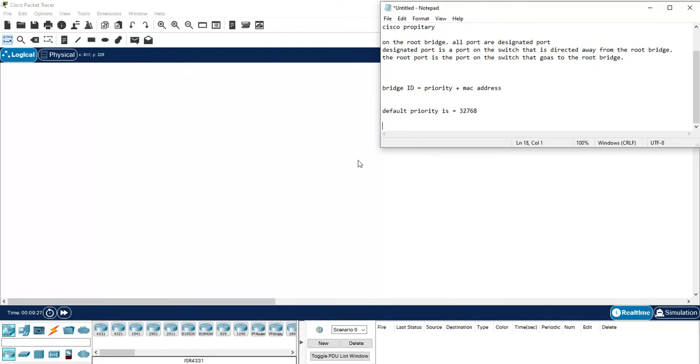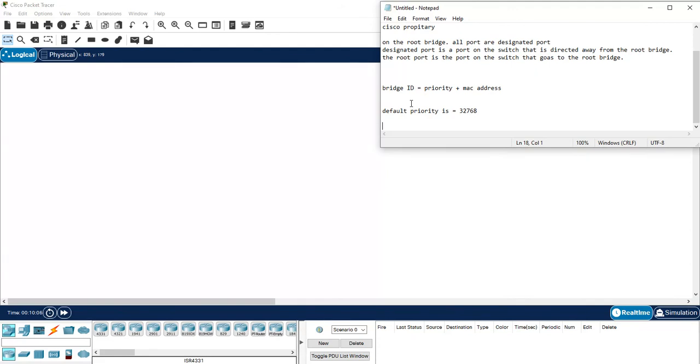The third step of STP is to determine the root port. The root port is the path closest to the root bridge. Every non-root bridge only has one root port. The fourth is to define the designated port and non-designated port. Designated ports are forwarding ports and non-designated ports are blocking ports.